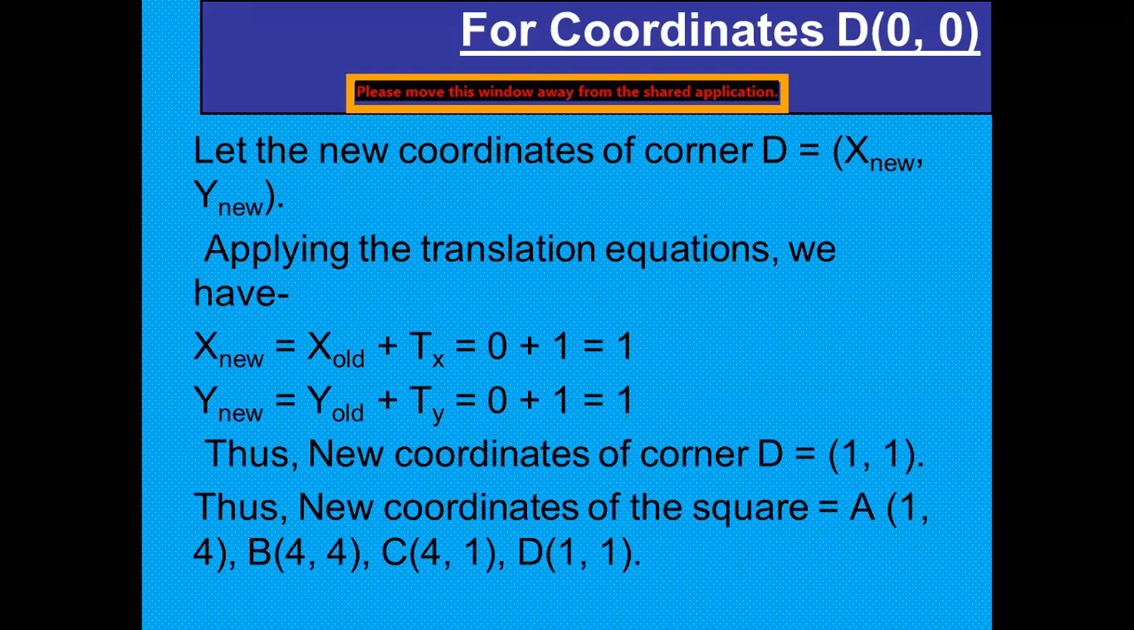Now again you can calculate similarly for D. First write x new comma y new and apply the same formula. (0, 0) is the initial coordinate for D. Now put in (0, 0) and add 1 and 1, because this is mentioned in the problem. So here we will get (1, 1). Now you can write the new coordinates for the square that you have obtained: A (1, 4), B (4, 4), C (4, 1), D (1, 1). Here you can see.